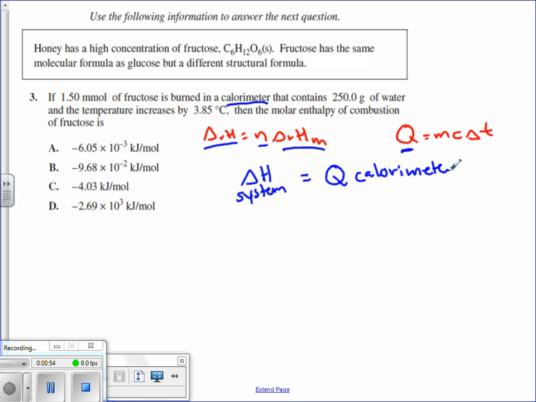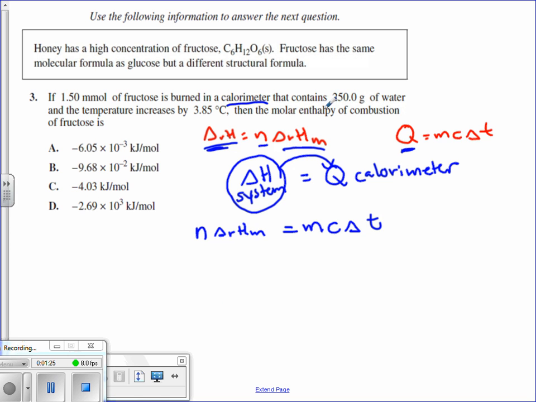So if I know these two pieces are equal to each other, whatever energy is gained or lost by the system is going to be absorbed by the surroundings, which is the calorimeter. So system equals surroundings. If we sub that in, I get n delta H, the molar enthalpy of the system, is equal to mc delta T, which is Q of the calorimeter.